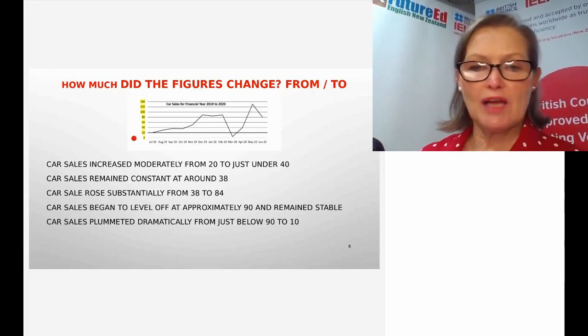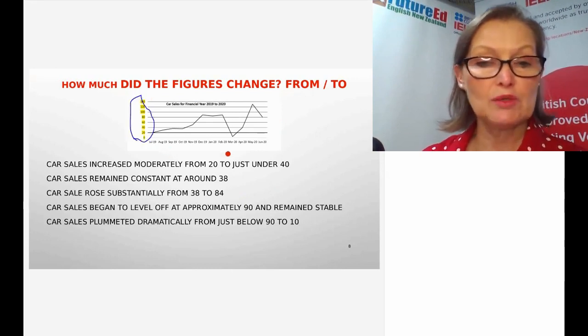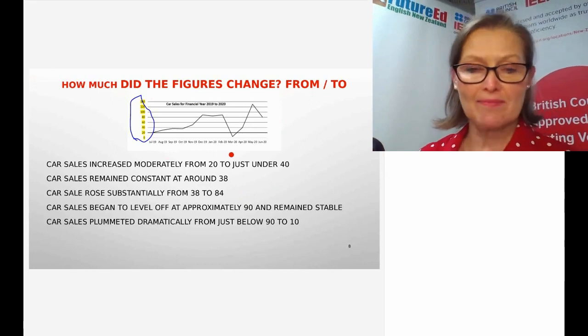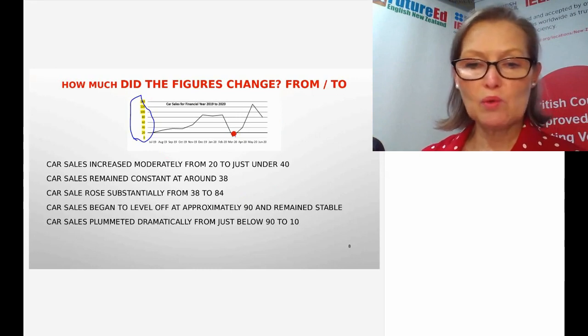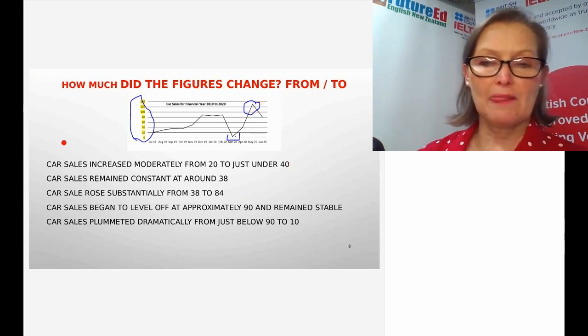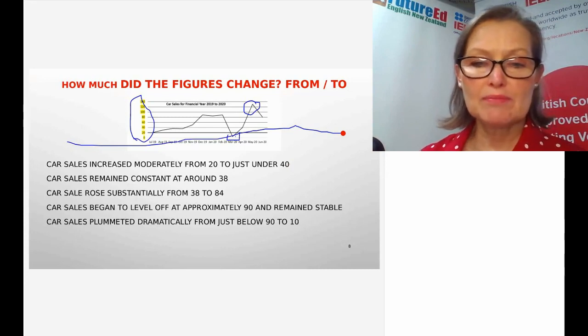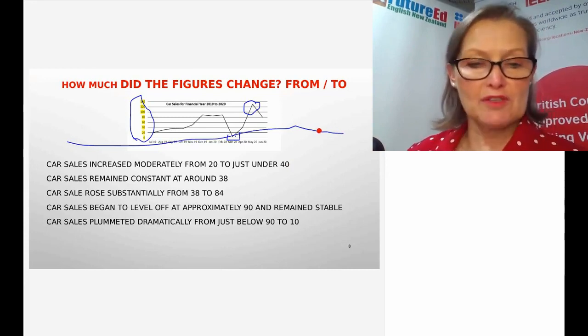So how much did the figures change? Obviously they're going to vary, and I'm going to take my cue once again from my units, and we're going to indicate this using from to. So always from my lowest point, for example, and then to the next highest point that I mention. And of course, we're always moving in this direction, aren't we? So first of all, let's have a look.